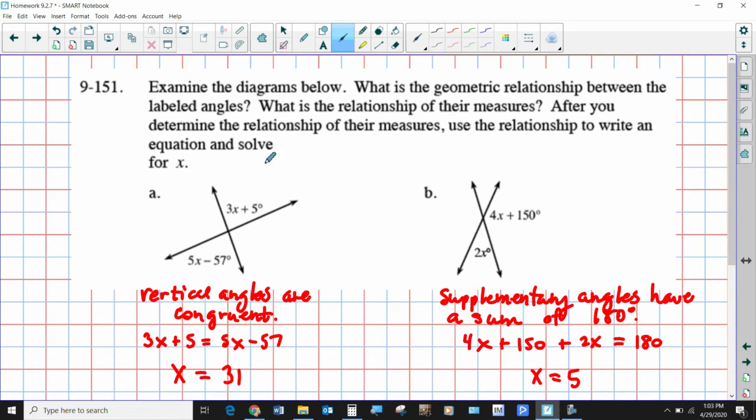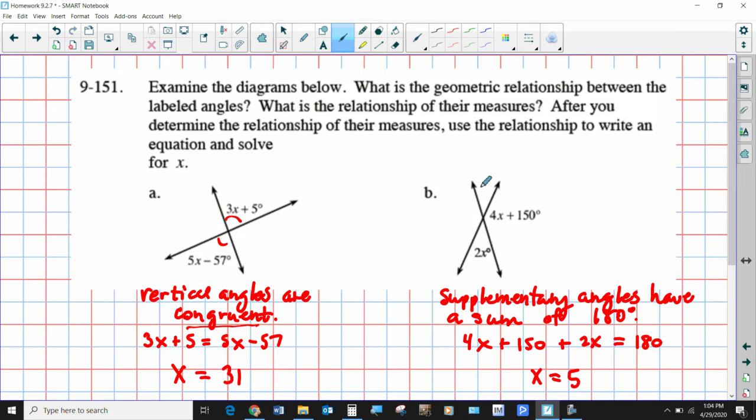All right, take a look at the diagrams below. Are we solving for x here? What is the relationship from the measure? Well, these two angles are across from each other. When two lines intersect each other, the angles across from each other are called vertical angles, and they are congruent to each other, which means this is going to be equal to that, which means by the time we take away 3x's from each side and add 57 to each side, you're going to have 2x's is equal to 62, so x equals 31.